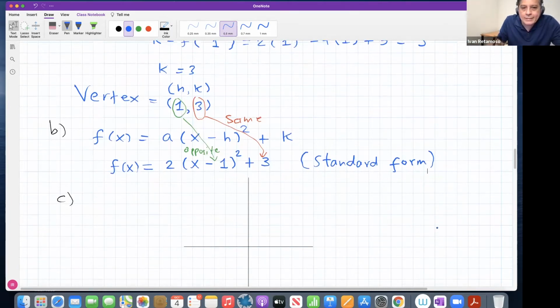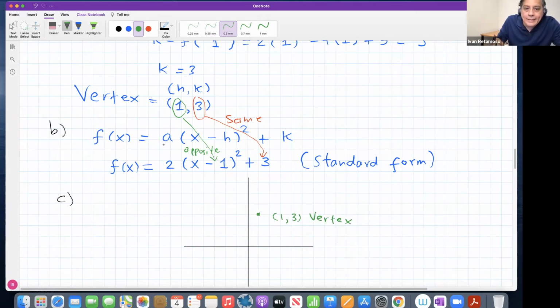For the graph, guys, we know the vertex, so quickly set the vertex on the plane. (1, 3), right? Where is that? 1 to the right, 3 up. That's clearly the vertex here. Very good. This is the vertex, (1, 3).